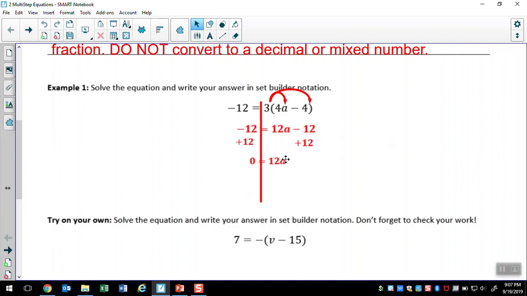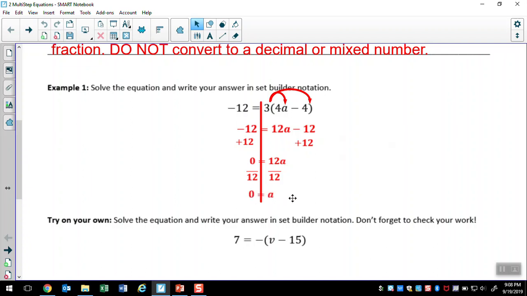Alright, so now to isolate that a, to split the coefficient from a, we need to apply the inverse of multiplication, so we're going to divide both sides by 12. Right, and once we do that, we end up with 0 equals a.